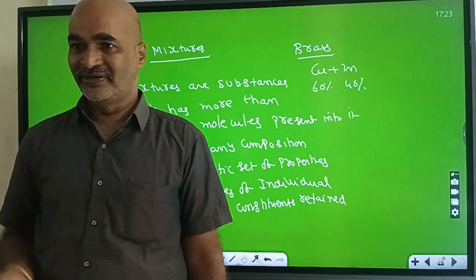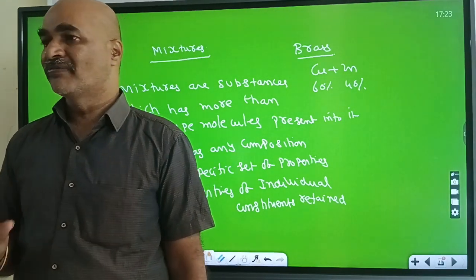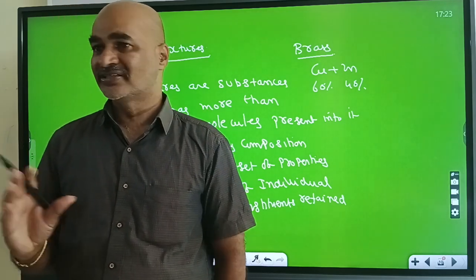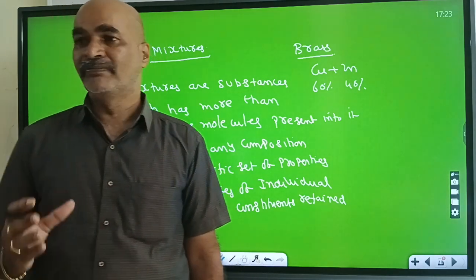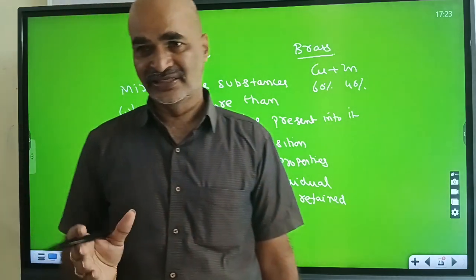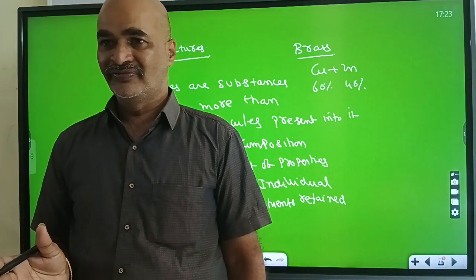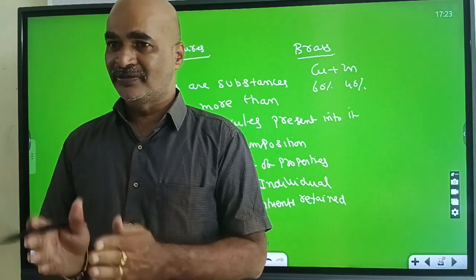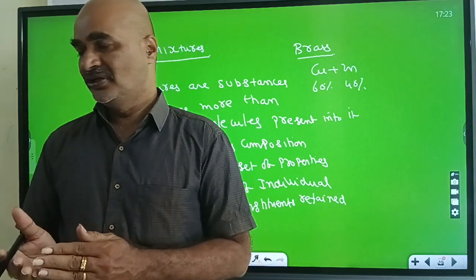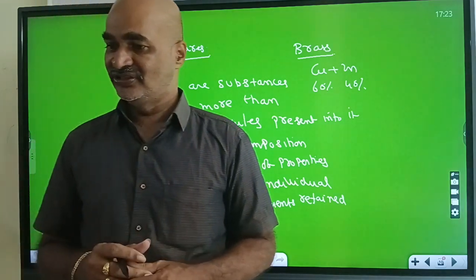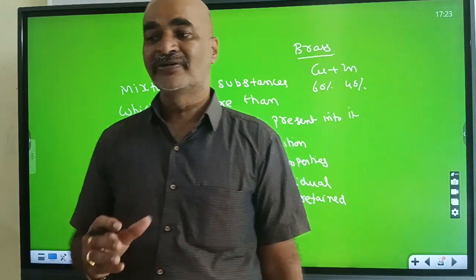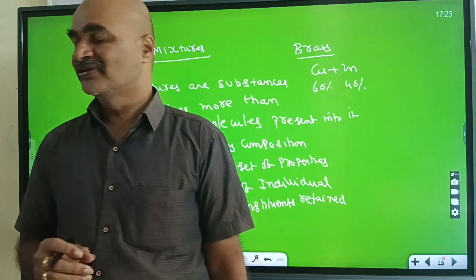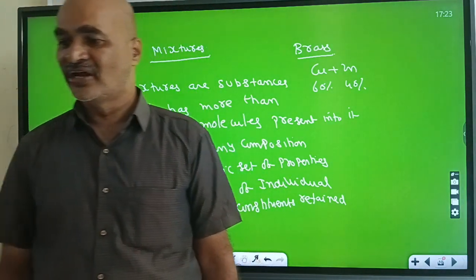when NaCl is present in water, the properties of water do not change, and the properties of NaCl do not change. When you prepare the alloy brass, when copper and zinc are mixed, the properties of copper do not change, and the properties of zinc do not change. So the properties of individual constituents are retained.